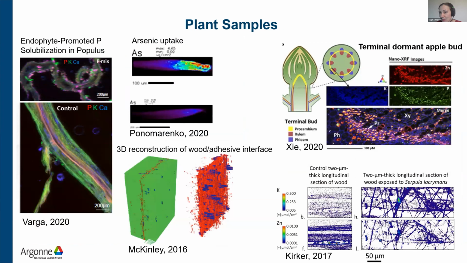So we look deep in the ground at the root interfaces and uptake of either toxic elements, if they are present in the contaminated soil, or in the promotion of phosphorus solubilization using endophytes. We can go up the root to the stem and branches and look at the structure of wood using XRF and micro-CT, visualize interfaces.